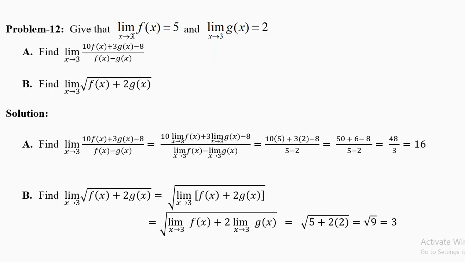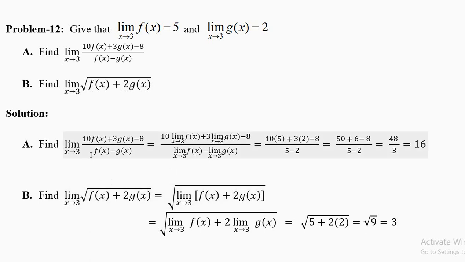You are given x going to 3, the limit of the function f of x is 5, and here you have g of x and the limit is 2. This x going to 3 and x going to 3 has to be the same for both of them. Now you have to find the limit of 10 times f of x plus 3 times g of x minus 8, divided by f of x minus g of x. And here you have square root of f of x plus 2 root g x. Let's look at the a part.